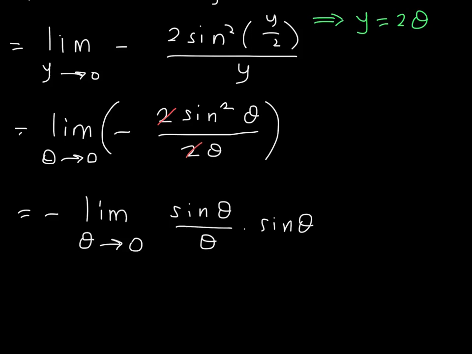So now we can actually plug this in. We can plug theta equal to 0 in. We have negative, and we know that sine of theta over theta as theta goes to 0 is 1. And sine of theta as theta goes to 0 is 0. So then this entire limit is equal to 0. This is our final answer. This is the limit.